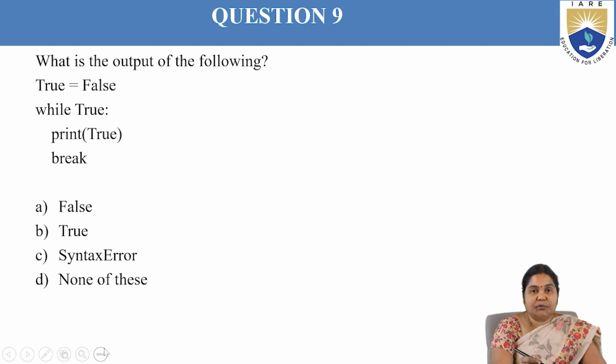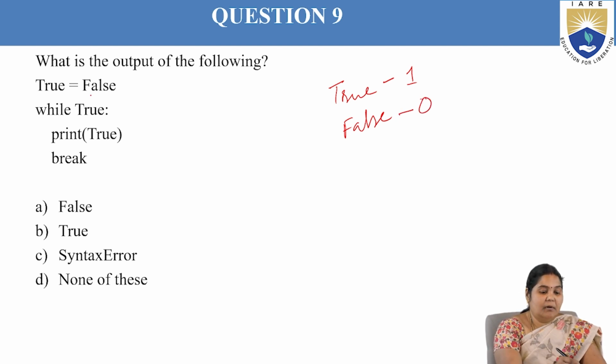This is a very interesting question. There are two Boolean values, you know that. One is true, one is false. You know that true means 1 and false means 0. This is system defined. Now, true is equal to false, and while true, print the value of true and then break the loop. Now, is it possible to assign the value of false to true?